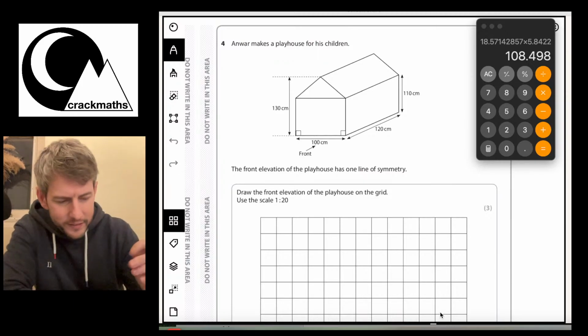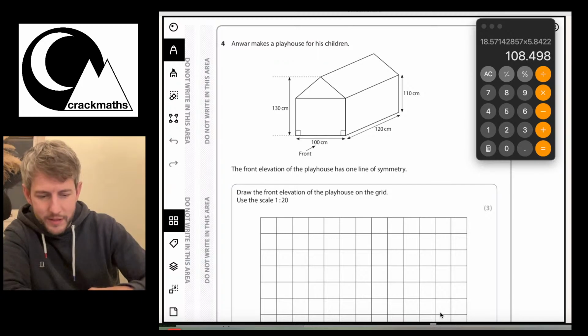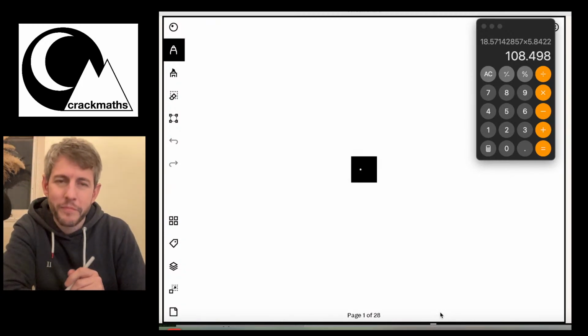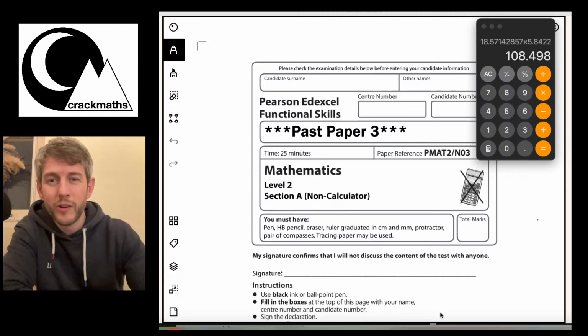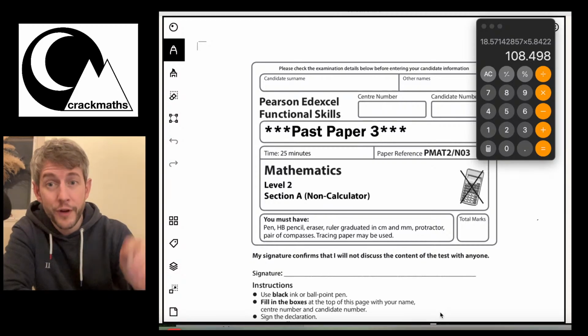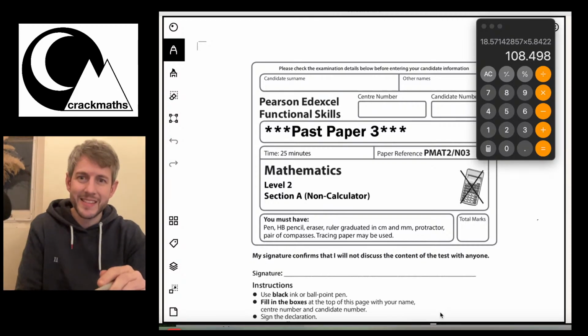It's an Edexcel Functional Skills Level 2 past paper, paper 3. So you'll be able to find the video from earlier if you're just joining us now, where we looked at the non-calculator section and then the first few questions of the calculator section.